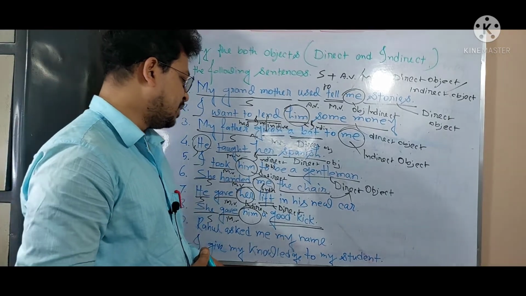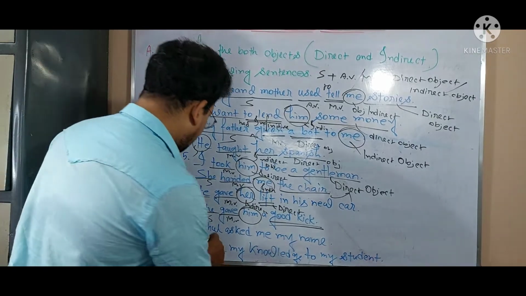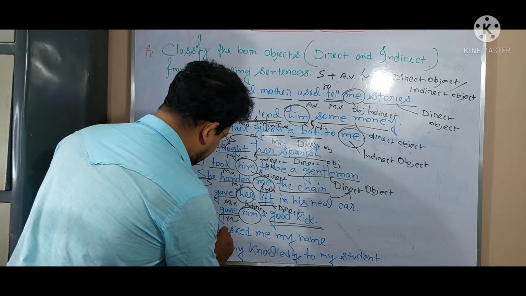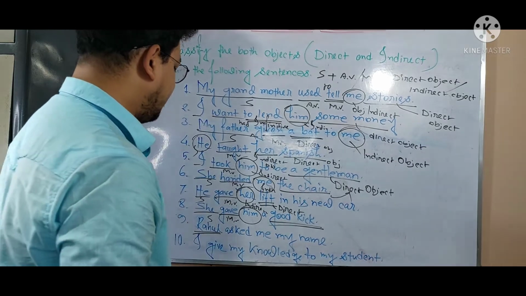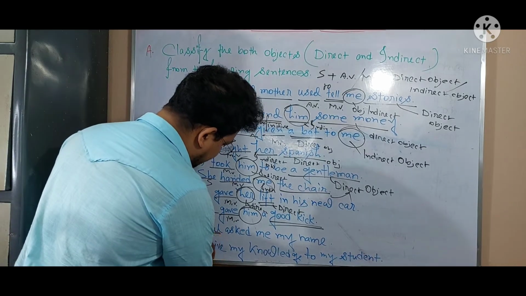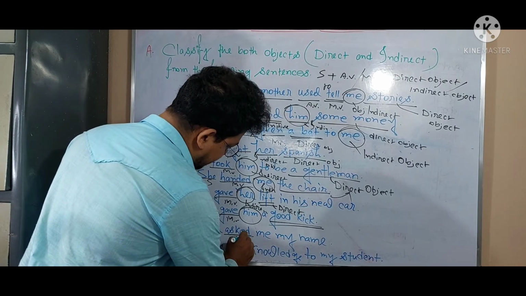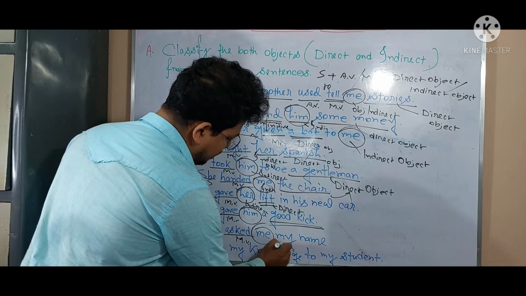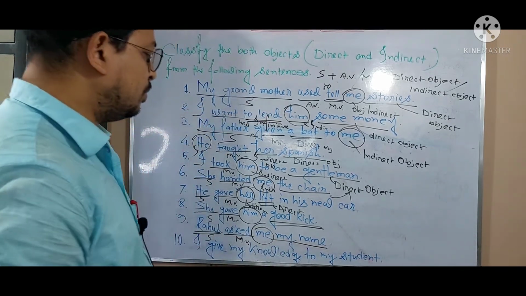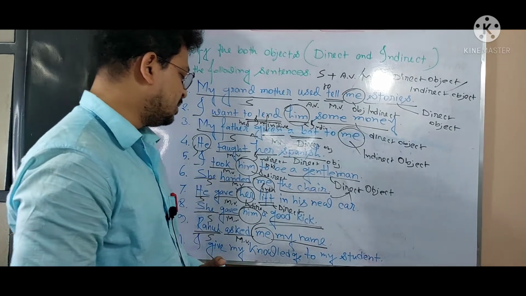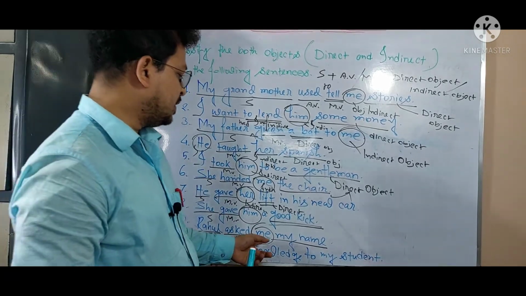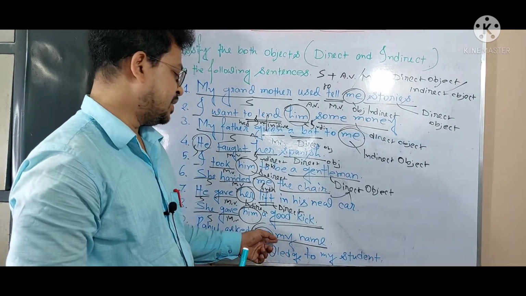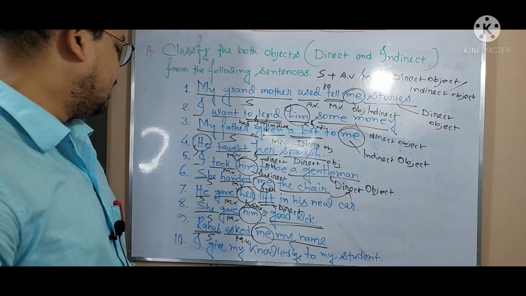Rahul asked me my name. So Rahul is the subject here, and "asked" is the main verb, and then whom and what. The "whom" is one person, "me", so it will be the indirect object, and "my name" will be the direct object.